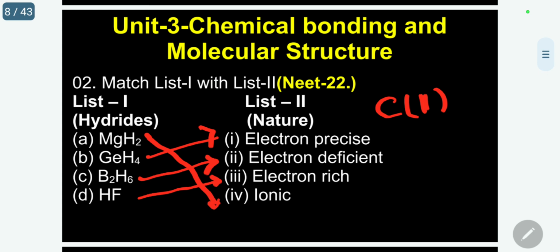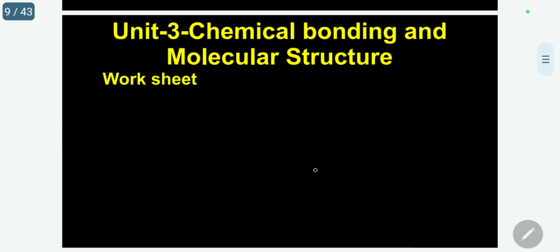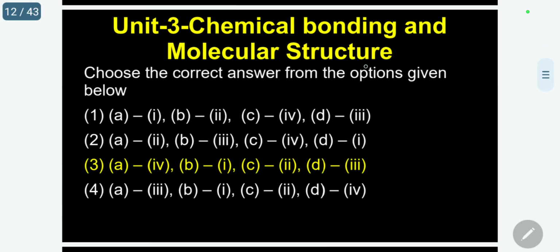Now you go for the answer and find out where it is. There you should have A equal to 4, B should be 1, C should be 2, and D correspondingly 3. Now we have to compare with the options and identify. The correct answer, according to this, please follow, is option 3: A4, B1, C2, D3. I hope it is very clear. Let me go for the next question.